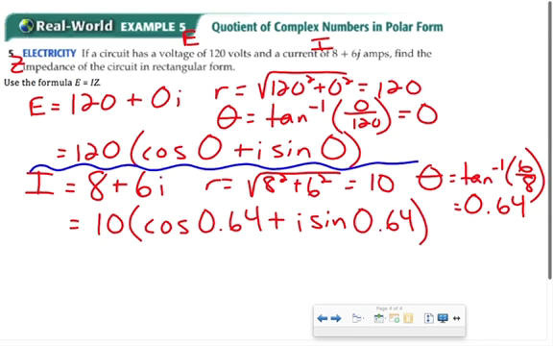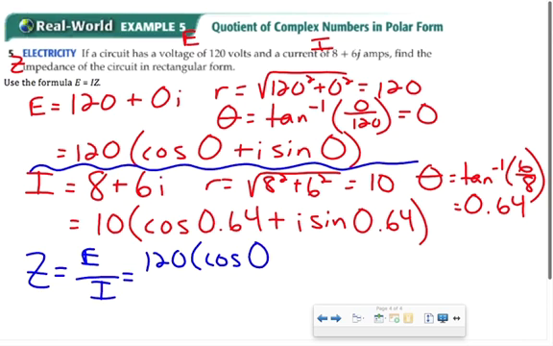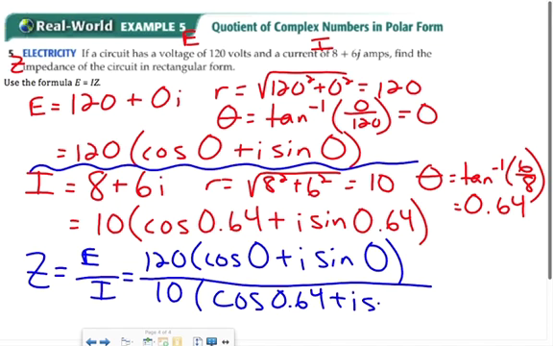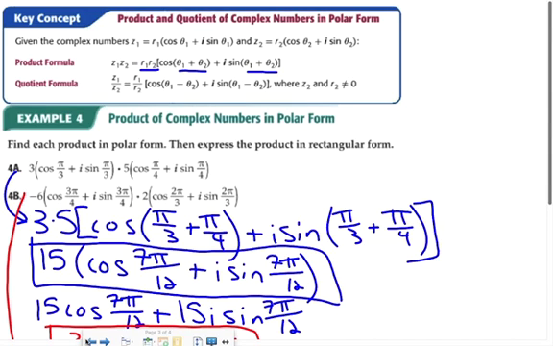And so if I'm trying to solve for Z, I would hope that you'd realize that Z will equal E over I. So I'm going to take these values that I've found, 120 times the cosine of 0 plus I times the sine of 0 over the I value that I found, which is 10 times the cosine of 0.64 plus I times the sine of 0.64. And now I'm going to use this formula.